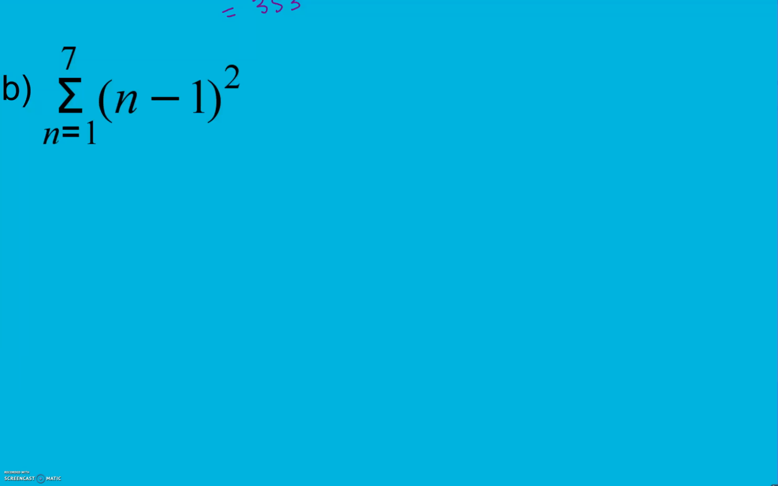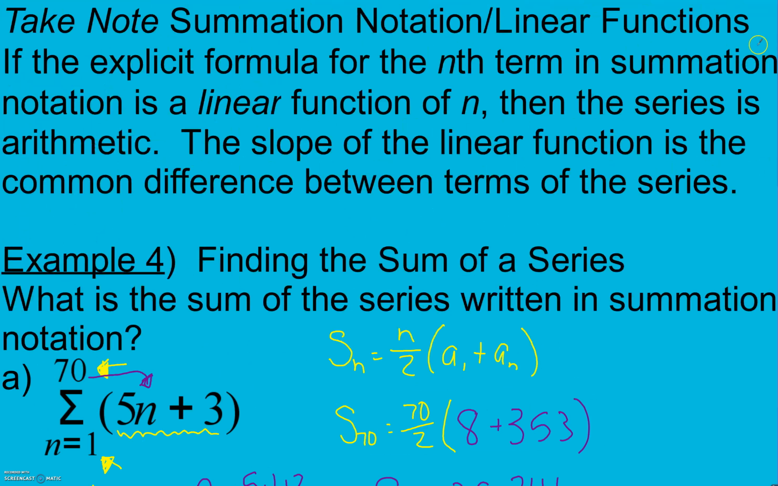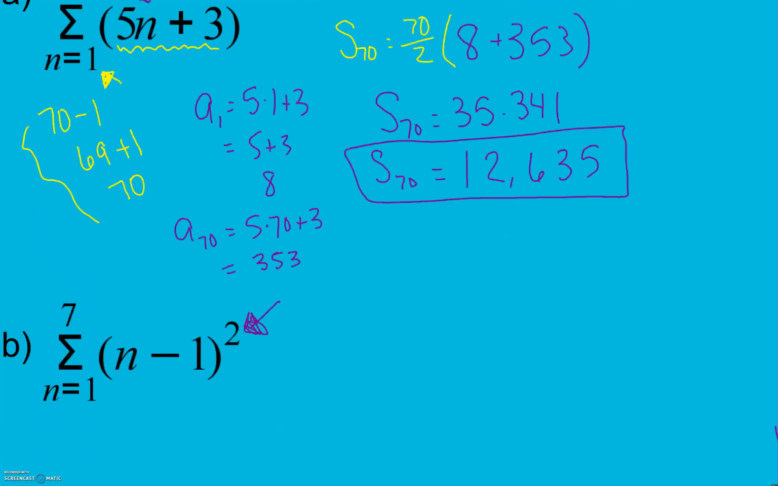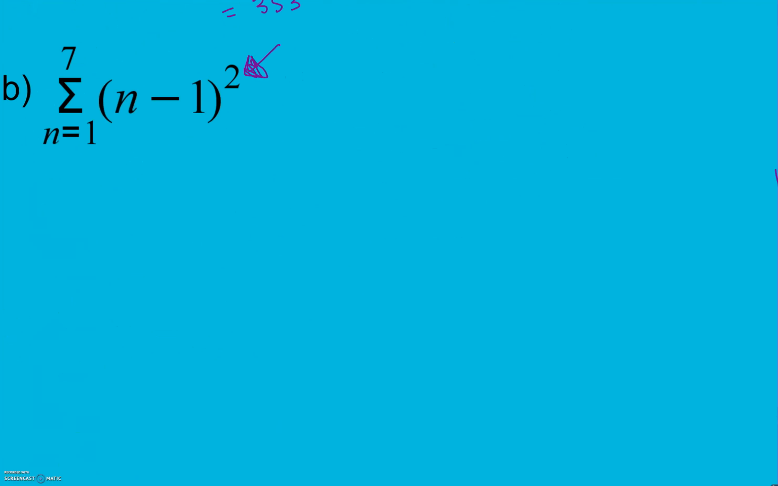In B, we do not have a linear function. Okay, we have a quadratic, so we cannot use this formula up here. Okay, this is only for arithmetic sequences. So when we don't have a linear function, we can't use it. We can still find our value though. We're just going to have to find all 7 pieces and add them.